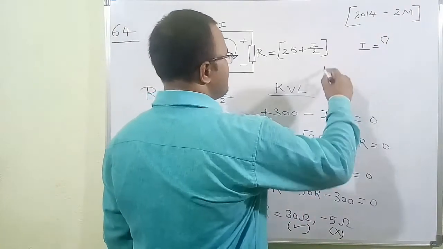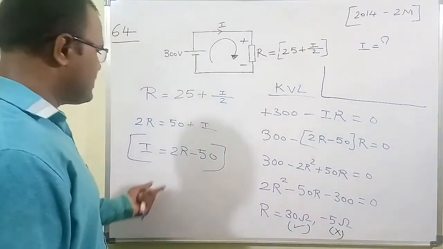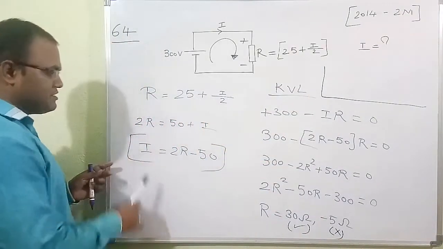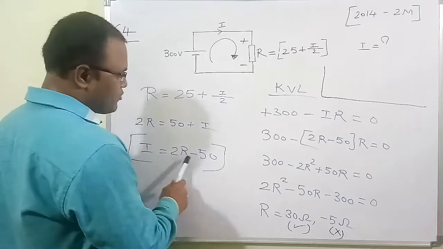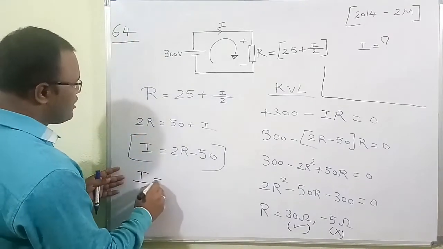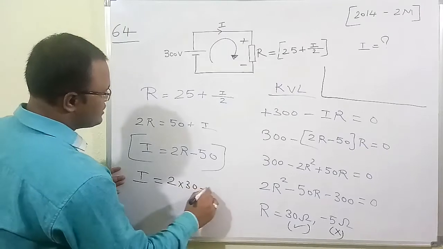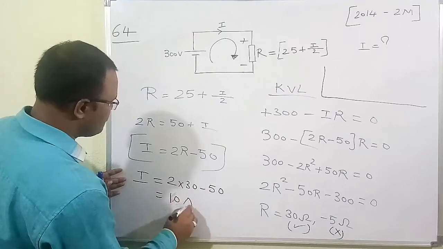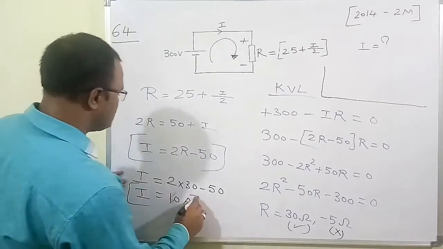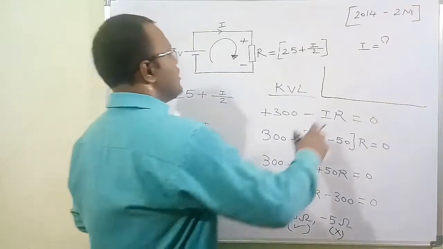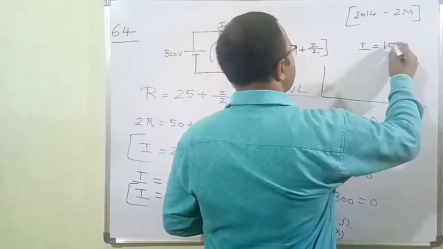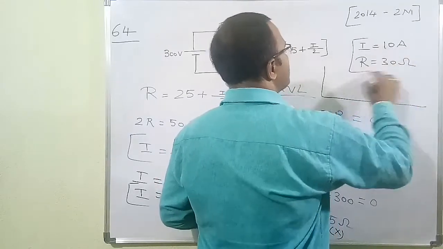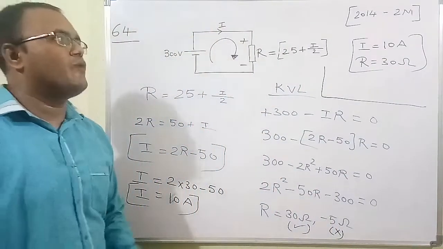So now we need to figure out the value of the current I. As there is an equation which is relating current and the resistor, and the resistor value is 30 ohm, if you substitute the value of R, 2 into 30 minus 50, so therefore 60 minus 50, is 10 ampere. Therefore the current going through this circuit is 10 ampere and the resistor R value is 30 ohm. So we have figured out our required EMF in this problem.